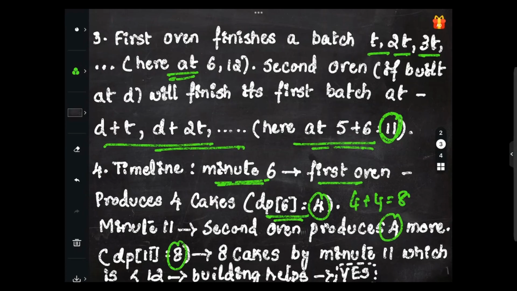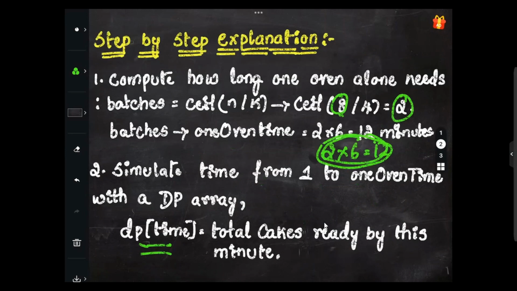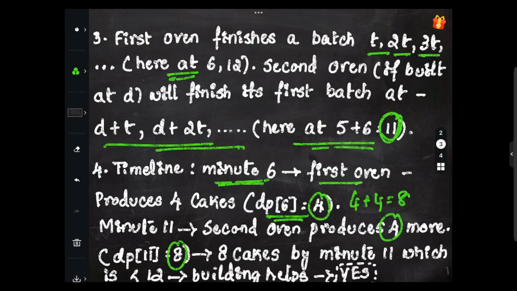So here building helps. Less than 12, why? According to the question, they have asked us to decide if building the second oven strictly decreases the minimum time to reach n cakes. So basically we got 12 here, so we have to check whether building the second oven strictly decreases the minimum time to reach the n cakes. So yes, it has decreased from 12 to 8 basically. 8 is less than 12 by the 11th minute, right?